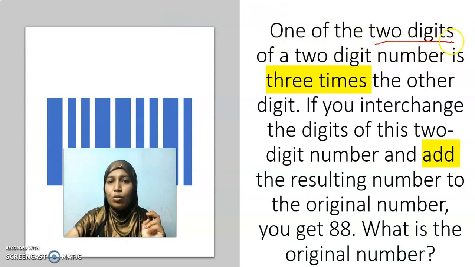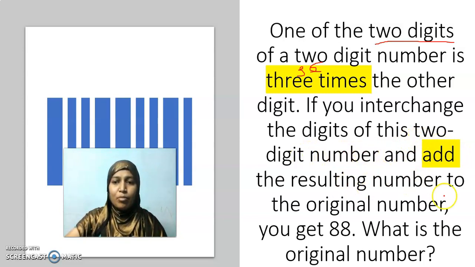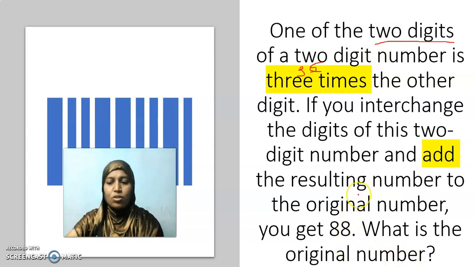There is a 2-digit number. Among the 2 digits, one is 3 times the other. 3 times the other digit. If you interchange, again the same concept. If you interchange the digits of this 2-digit number and add the resulting number to the original number, you get 88. What is the original number? Hope you understood the question.